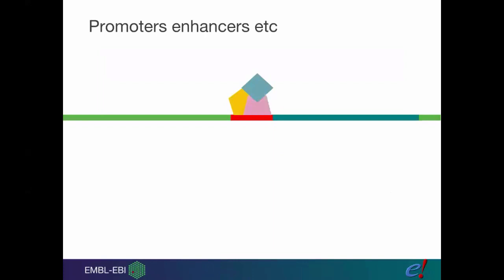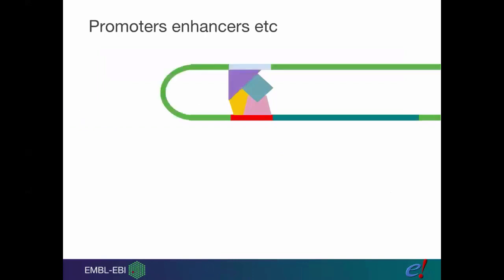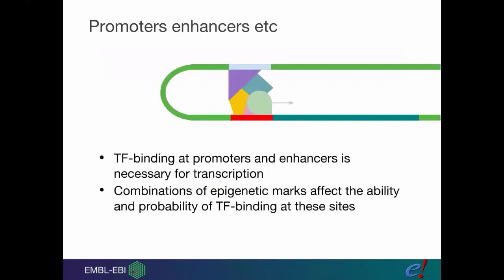But it's not completely that simple, because sometimes these transcription factors bound to the promoter can't do it by themselves. They actually need an enhancer, which will be a region of DNA elsewhere, usually on the same chromosome, and that binds further transcription factors, and it's believed that these regions are brought physically into contact with each other, which then allows DNA polymerase to be bound and transcription to occur. So transcription factor binding at promoters and enhancers is necessary for transcription, and this is the combination of epigenetic marks which affect the ability and the probability of transcription factor binding to occur.